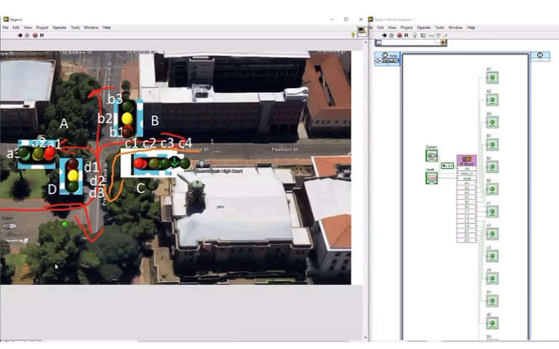So when the interrupt occurs in that state, which is state number 6, B and D have to turn yellow for 2 seconds, meaning B2 and D2 have to be equal to 1, and A1 and C1 are equal to 1, which means they are red. The rest have to be off.